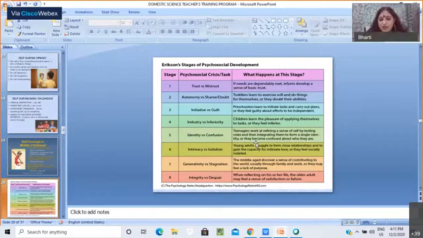Here we are talking about trust versus mistrust. If its needs are met, and it's not only the physical needs, if its psychological needs are met, the child tends to be developing a sense of trust. He can have a better, positive self-esteem. He can trust on others. He can trust on himself or herself.